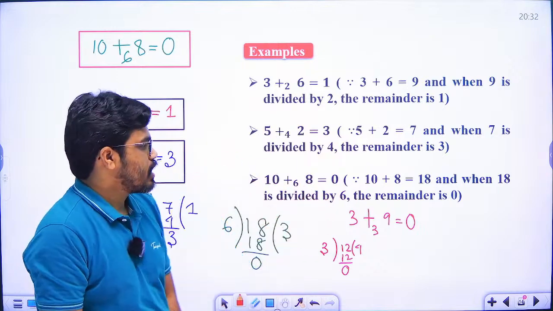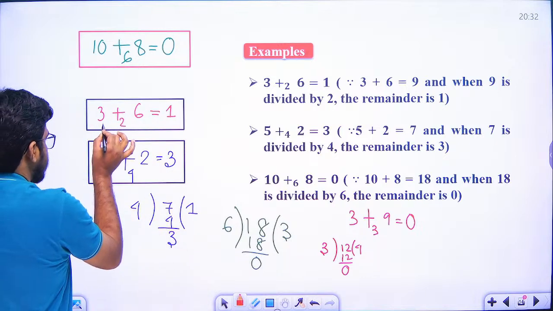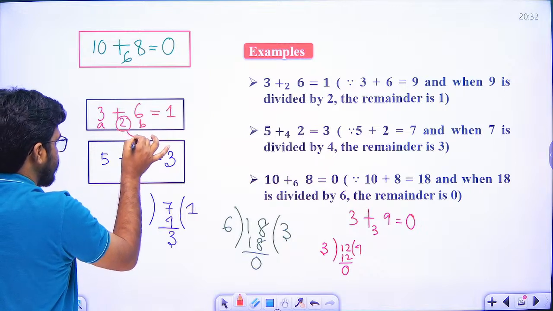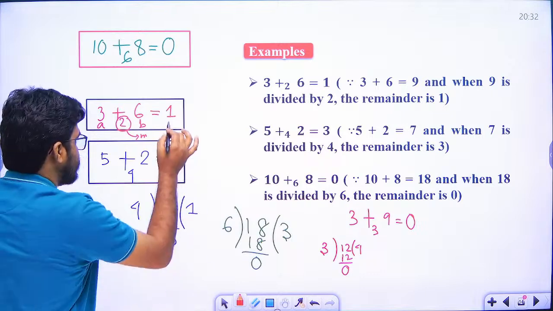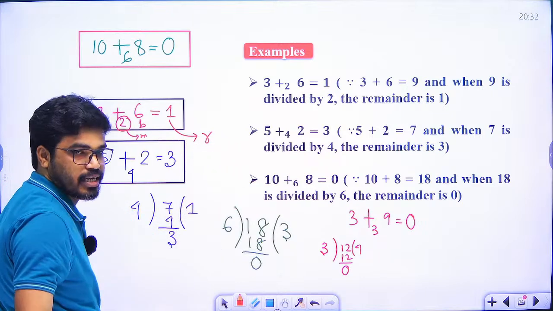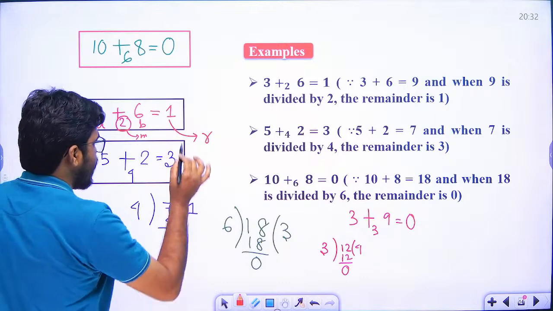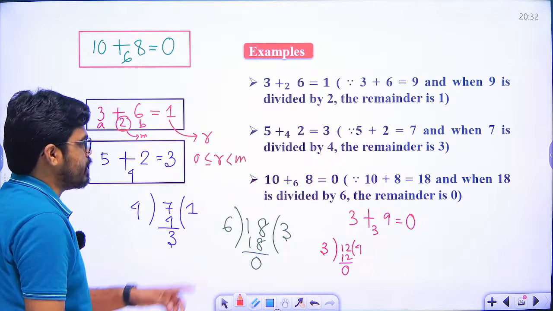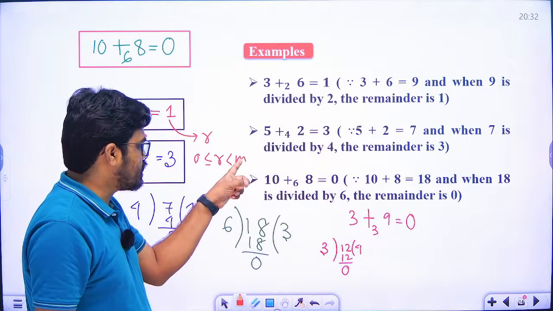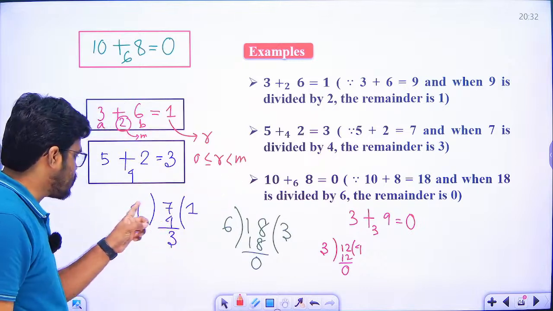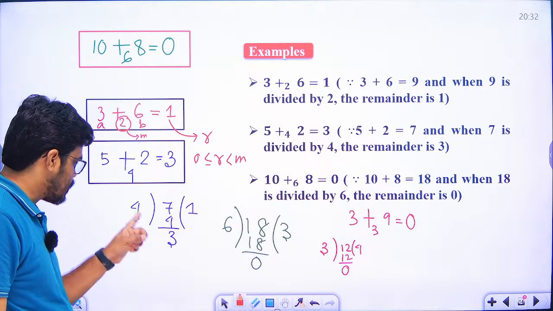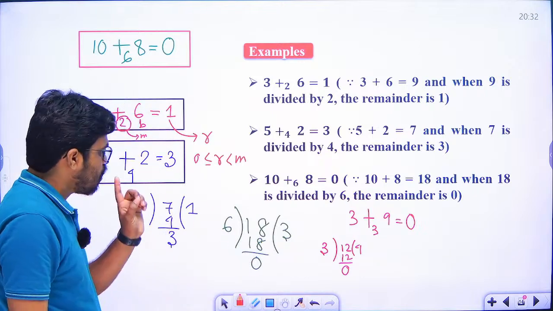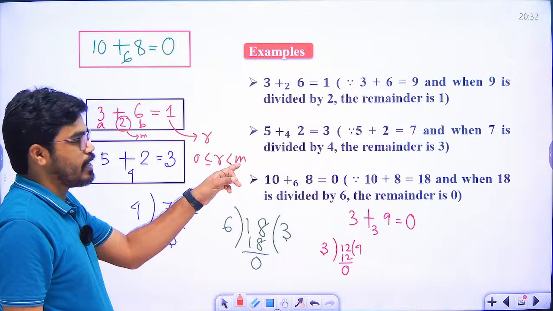So this is the concept of addition modulo. Okay, clear? So this is a, this is b, and this is the fixed positive integer m. And r is the remainder, and obviously 0 less than or equal to r less than m. The remainder is either 0 or always smaller than the number you are dividing by. See, when you divide 7 by 4, the remainder is 3, and 3 is less than 4. When you divide 18 by 6, the remainder is 0. So the remainder is either 0 or less than m.